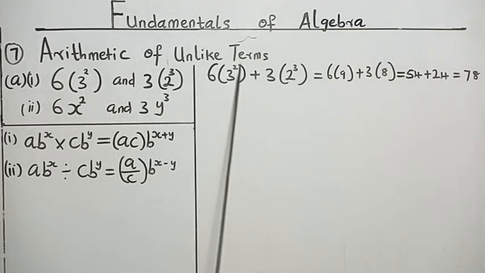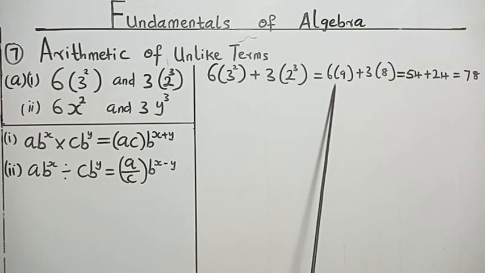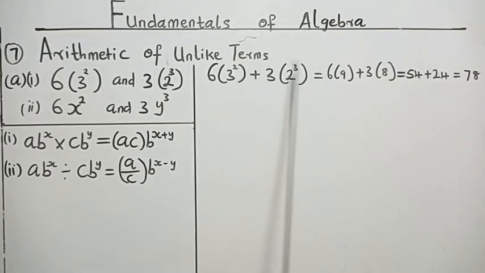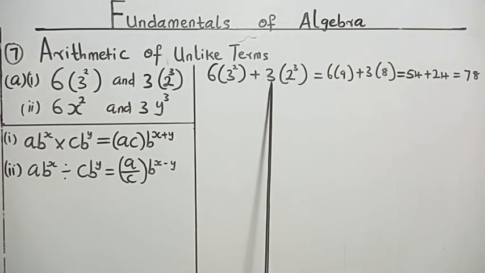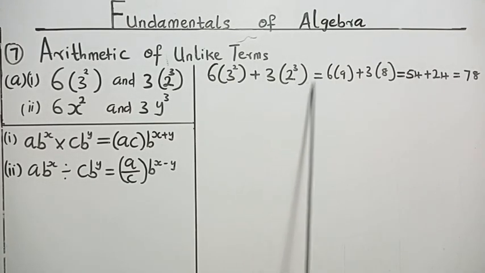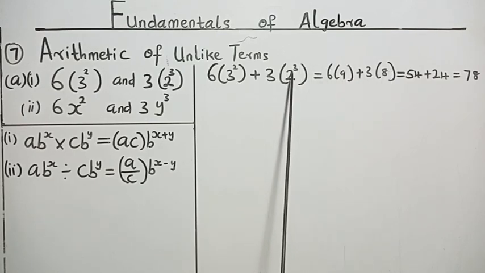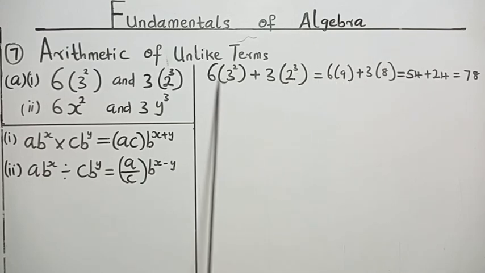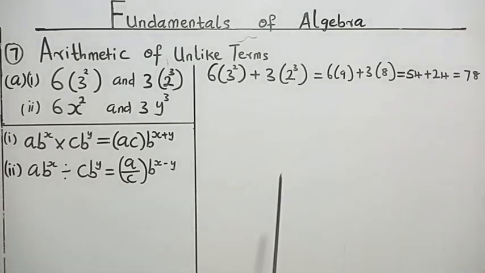6 bracket 3 to the power 2 plus 3 bracket 2 to the power 3 by default is equal to 6 bracket 9. I hope you know where this 9 is coming from: 3 to the power 2, that is this 9, and 6 is still where it used to be. Then what about this one? 3 bracket 8. 3 is still where it is, but 2 to the power 3 is 8, because 2 to the power 3 means 2 times 2 times 2, and that will give us this 8 here. I hope how this became this is clear, and how this became this is also clear.